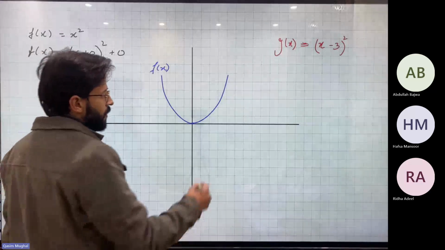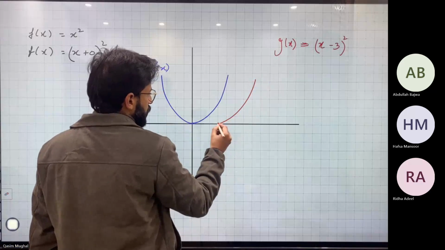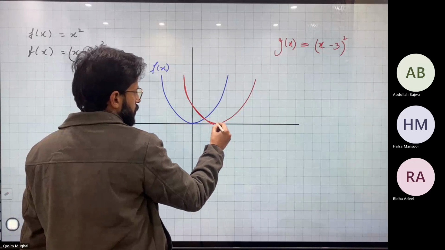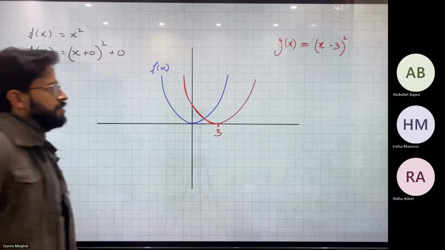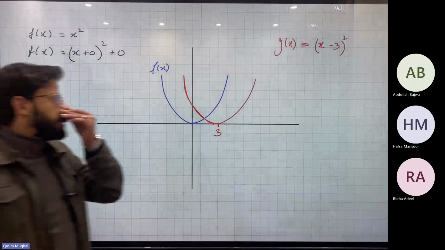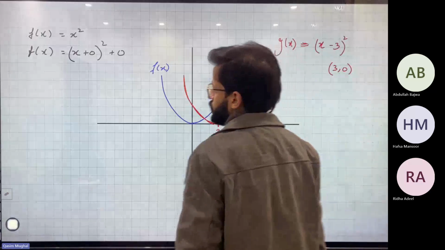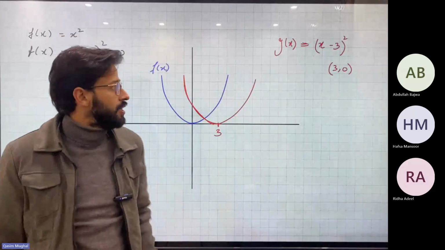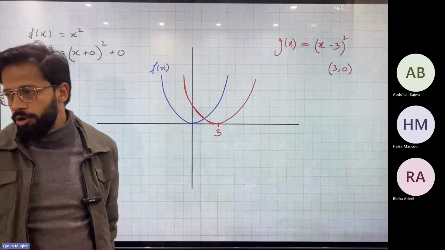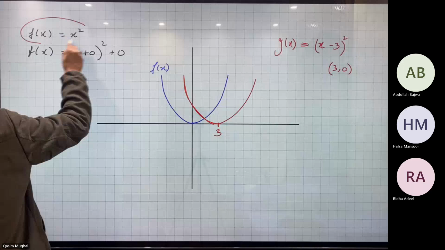So let's suppose 3 is here. Is this what you're getting? Okay. Now, as the coordinates of the vertex from here, you concluded that they are 3 and 0. This is the basic concept of a quadratic, which we've already studied. So this is how its graph will look like. Now let's connect this with the transformation.